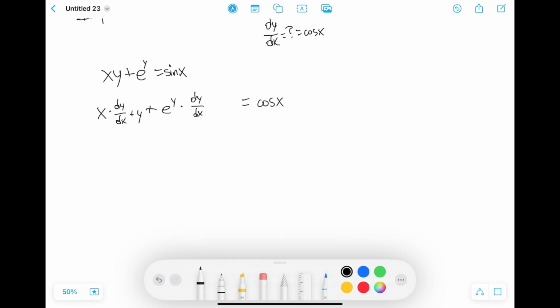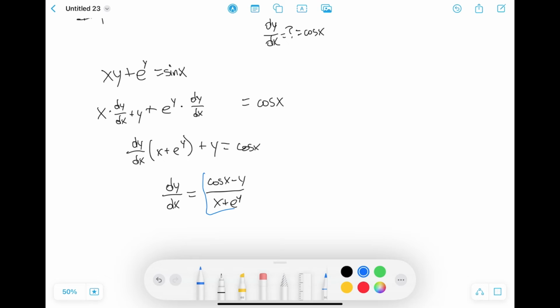Now, what we can do is let's factor out that dy over dx. So we have dy over dx times x plus e to the y, plus that leftover y is equal to cosine x. And when we move everything and divide, we would end up getting that the derivative of y with respect to x is equal to the cosine of x minus y over x plus e to the y. So we have something like this, and this is really helpful because number one, now we have this function kind of in terms of x and in terms of y.